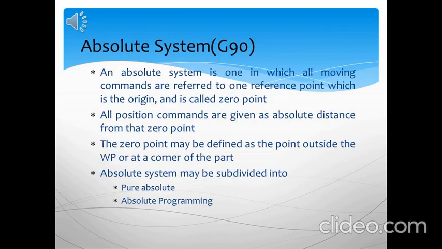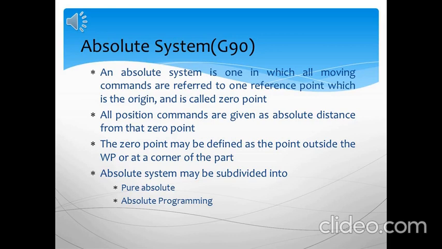Absolute system. While preparing the program, G90 code is used to denote the absolute system. An absolute system is one in which all moving commands are referred to one reference point, which is the origin, and is called the 0 point. All position commands are given as absolute values from that 0 point. The 0 point may be either a floating or a fixed point. The 0 point may be defined as a point outside the workpiece or at a corner of the part.